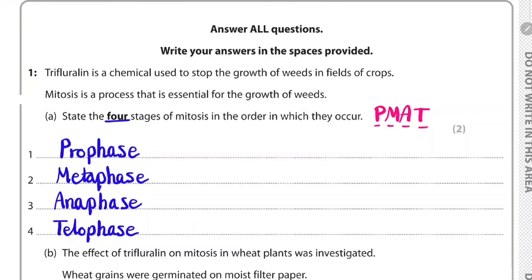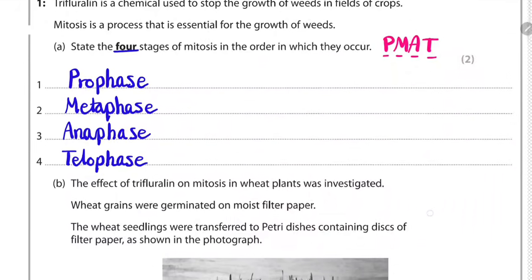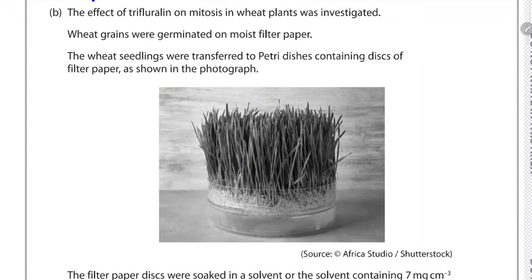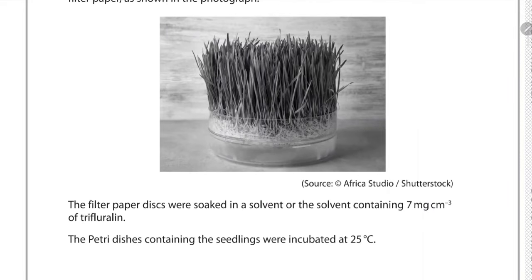Let's read it as well for the rest of the questions. Trifluralin is a chemical used to stop the growth of weeds in fields of crops. Mitosis is a process that is essential for the growth of weeds. The effect of trifluralin on mitosis on wheat plants was investigated. We've got wheat grains that were germinated on moist filter paper. The wheat seedlings were transferred to Petri dishes containing discs of filter paper as shown in the photograph. The filter paper discs were soaked in a solvent, or the solvent containing 7 mg per cm³ of trifluralin. The Petri dishes containing the seedlings were incubated at 25 degrees Celsius.